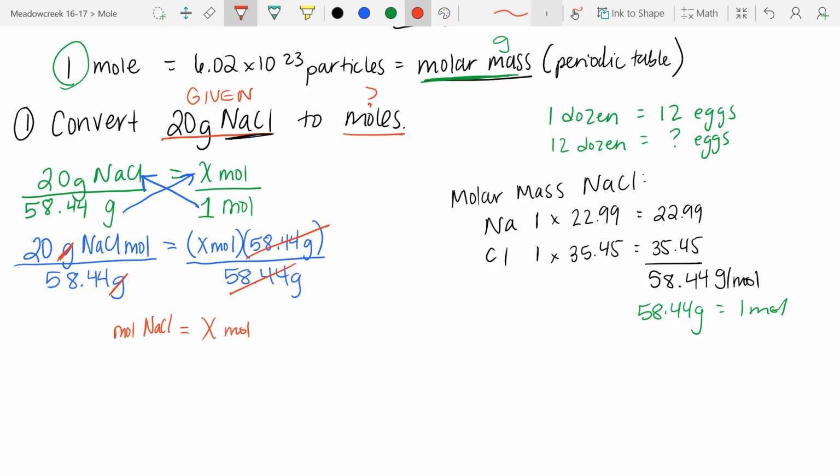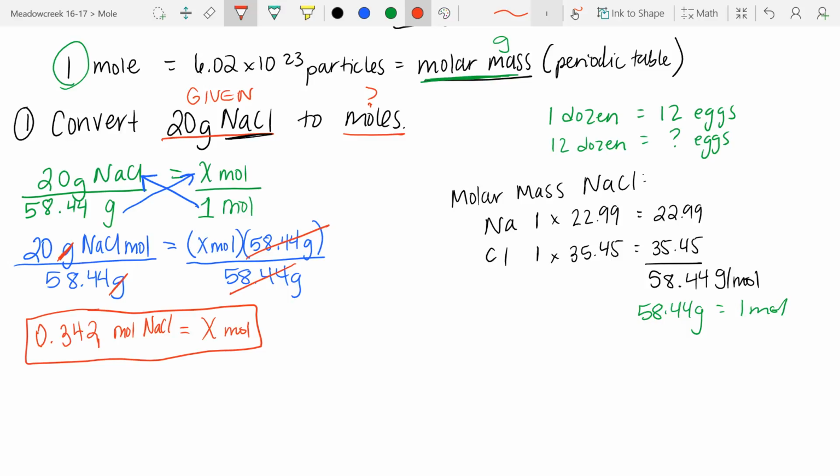And when I do my math, I have 20 divided by 58.44, and I get 0.342 moles. And there you have it, your answer. Okay, so essentially, all you need to do is set up your fraction, cross multiply, and solve for x.